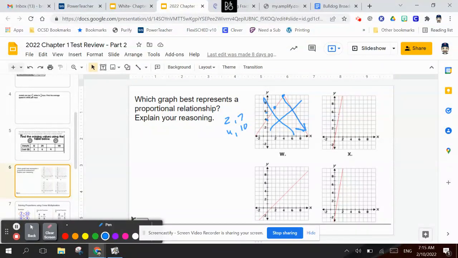Here, there's no clear, there's 0, which means that it would go over, but that's not proportional either. Here, we're at 4, and we get up here to 10, so we're going over 1 and up 10, sorry, up 6. So if I go over 1, 1, 2, 3, 4, 5, 6, that one's not proportional either. This is your proportional graph.